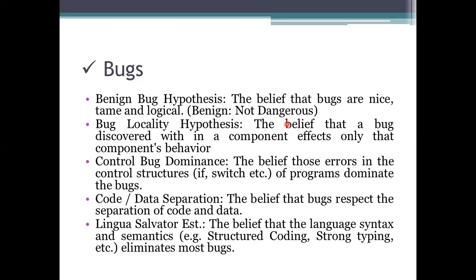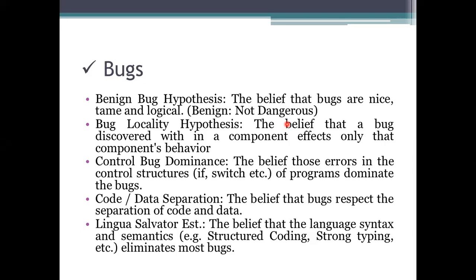That means we are believing that they are nice and logical by the way they are found. By dealing in that way, the bugs won't be revealed, or they won't be retraced from there. Coming to the next one, the bug locality hypothesis. When a bug has been found, we need to find out where else it is affecting. Not only that, the components related to it have to be found, and we need to get on to that.